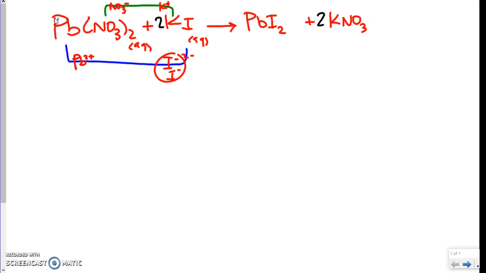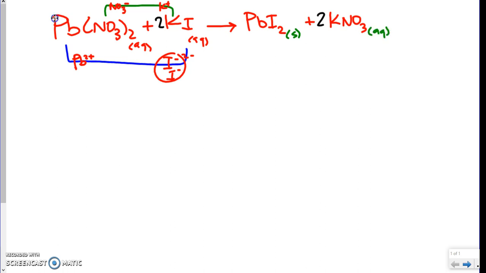So the lead(II) iodide, if I look at rule number 3, it says all salts of chloride, bromide, and iodide are soluble except those with lead(II) and a few others. That means that this is going to be a solid. And I look at potassium nitrate, and there's two rules. Rule number 2 says it'll be aqueous, and also rule number 5 says that it'll be aqueous. So this is going to be soluble. It's going to be aqueous in solution.